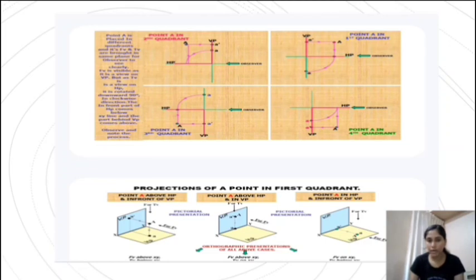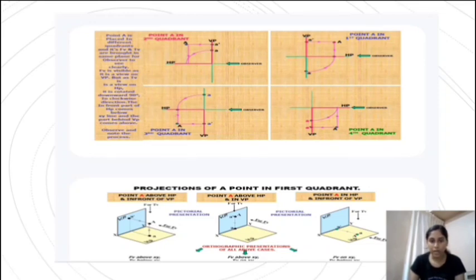In the second picture, you can see a point A in second quadrant, that is above HP, behind VP, where the point is situated. Then when we consider the top view, the top view lies on HP and the front view lies on VP, so HP is rotated 90 degrees in clockwise direction. So both front view and top view lie above the XY line.